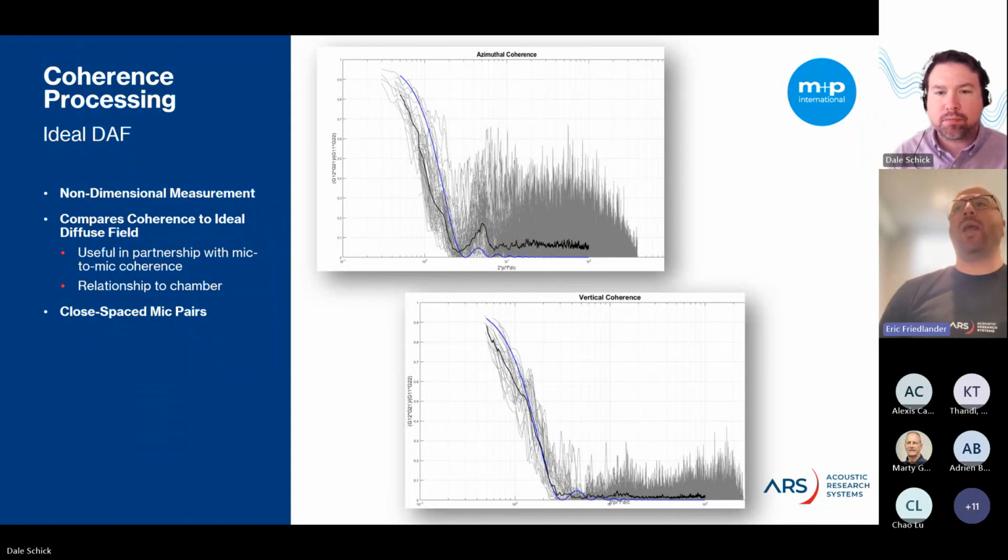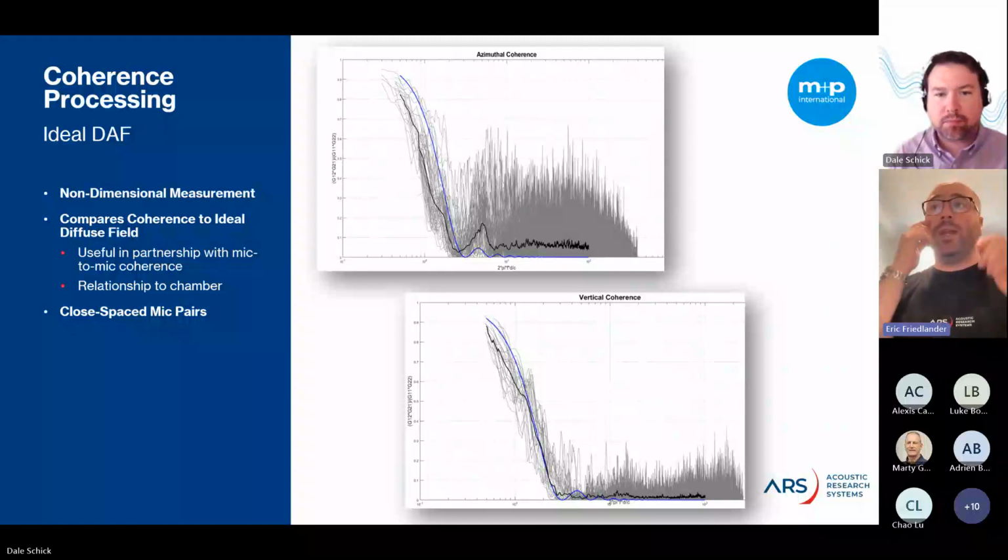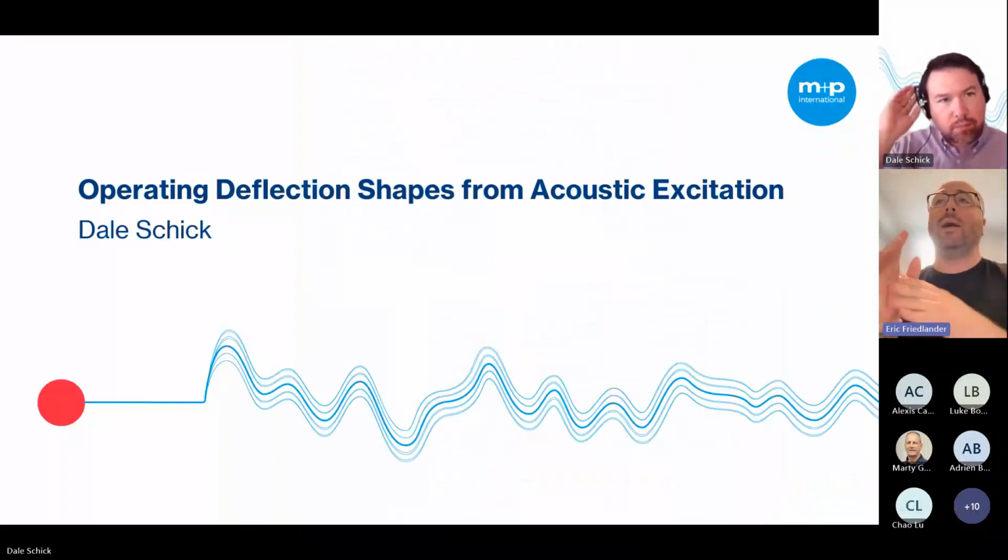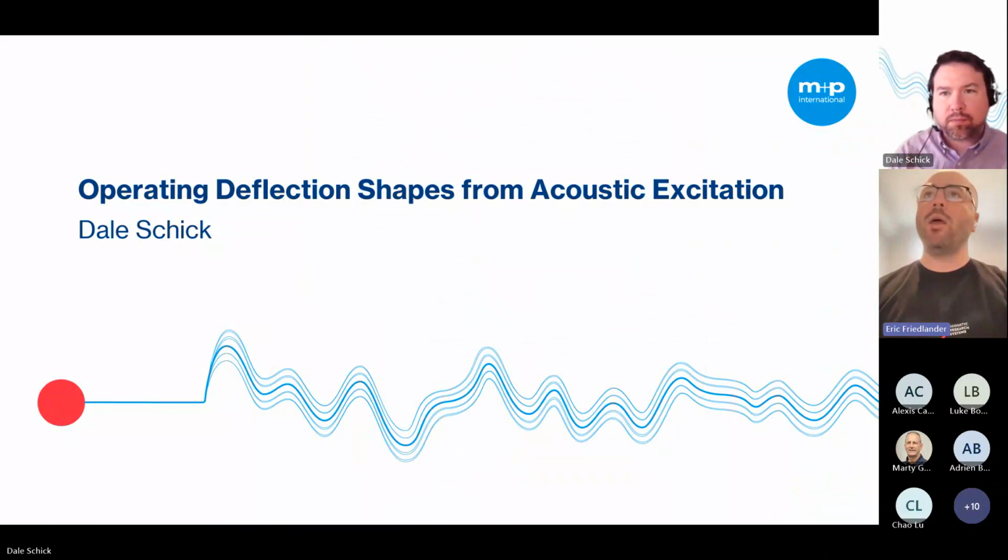So two different ways to look at it. Comparing mic to mic is really good for looking at the diffusion system, the DFAN system, sorry, and comparing to an ideal diffuse field gives you some good quality control and some consistency from program to program. So with all that being said, Dale, I'm going to hand this back to you to talk about the next topic, and I'll dive into the chat here while you're doing that.